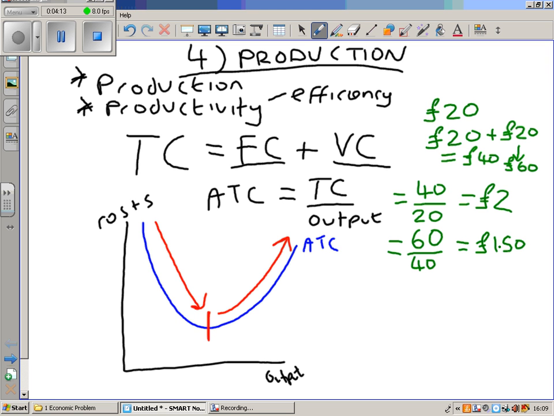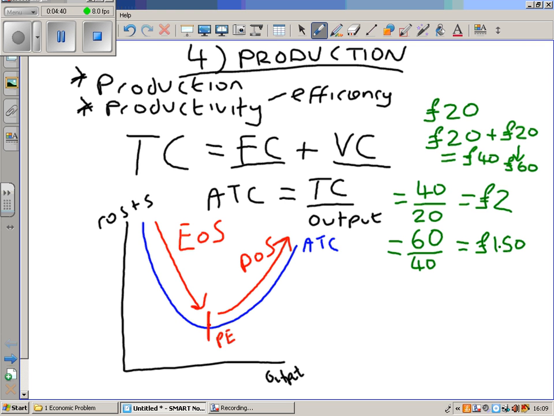Now these 3 points are key for your exam. As output increases and average costs start to fall, we are achieving economies of scale. When we've taken full advantage of economies of scale, we reach our lowest average costs. This is the productively efficient point. Beyond this point, we start to see diseconomies of scale kicking in.